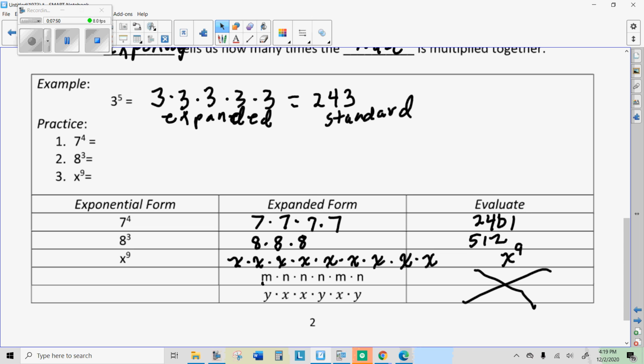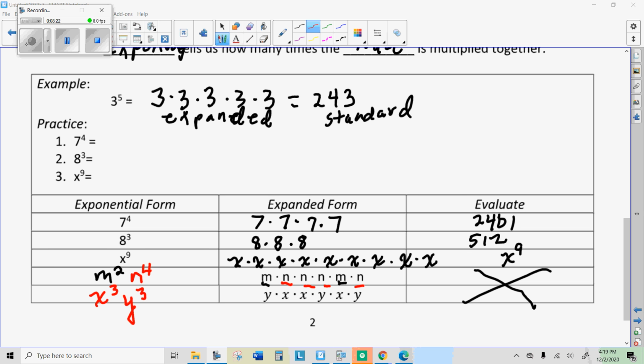So in exponential form, you want to count how many factors of m there are, and I notice there's 2 of those, and then you want to count how many factors of n there are, and I notice there's 4 of those. So I'm going to just write, in algebra, we don't usually put any symbols in between them. This means m times m times n times n times n times n. Go ahead and do the next one.